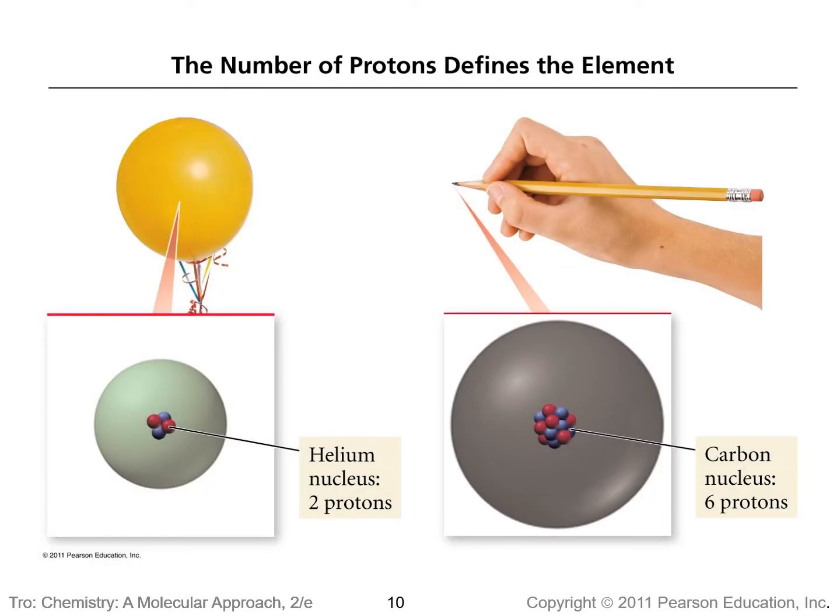So if we change the number of protons, we change the element, and that also changes the properties. Helium, which is a gas at room temperature that is lighter than air, has 2 protons. Carbon, which is a solid at room temperature, has 6 protons in its nucleus. So by changing the number of protons, we change the element and also its properties.